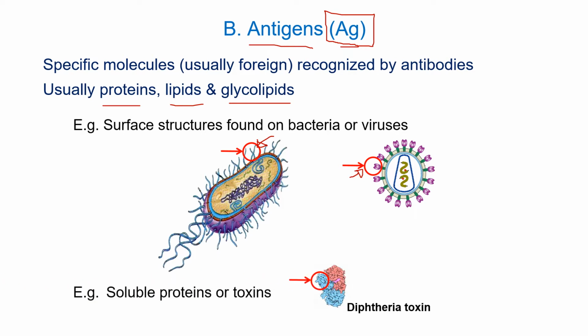Here's another example of a specific molecule, the diphtheria toxin. So the diphtheria toxin vaccine, for example, is just part of this protein. And so it's not even the full molecule, it's just part of the molecule that the immune system recognizes.